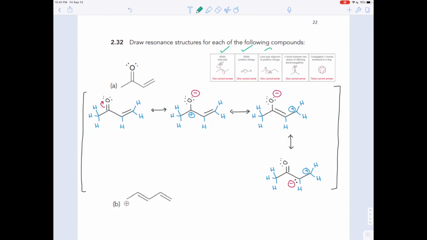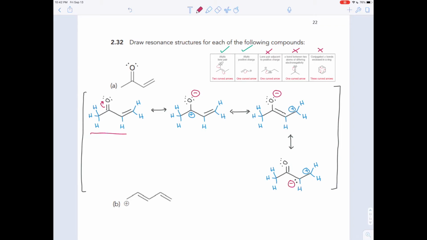How about a lone pair next to a positive charge? That we don't have. We have lone pairs, but the atom next to it does not have a positive charge, so we don't have that pattern in that structure. How about a pi bond between atoms of different electronegativity? That's the next one. We don't have that. We do have a pi bond, but it's between 2 carbons, and the carbons have the same electronegativity, so we don't have that. And last but not least, in this third structure, are there conjugated pi bonds in a ring, alternating single and double pi bonds all the way around a ring? There's not. We don't have a ring, so we don't have that structure either.